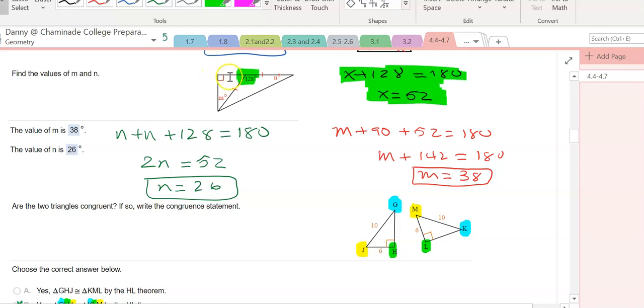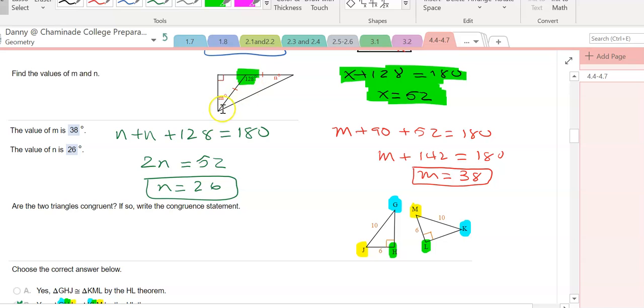Now I can look at this smaller triangle here on the left. I know I have 90 degrees from the right angle. I know I have 52 from what I've just found. And I don't know m. And so that's where I get this equation. I solve for m and I get 38.